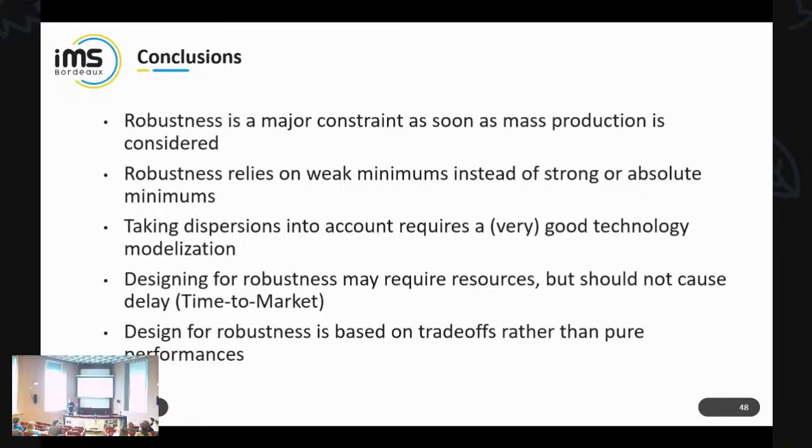Designing for robustness may require some resources, but we have seen that resource finally is not the critical problem. The critical problem is time to market. If you have to spend more money than required, but it will allow you to go to the foundry on time, that's perfect. Please enjoy doing that. And finally, design for robustness is based on trade-off because of weak minimum rather than pure performance. And this is why most of the time it's difficult, especially for researchers, to target this kind of robustness. Trying to have the best in class is always about performance. You are going to be engineers in the practical world, so please take that into account. And that's it.